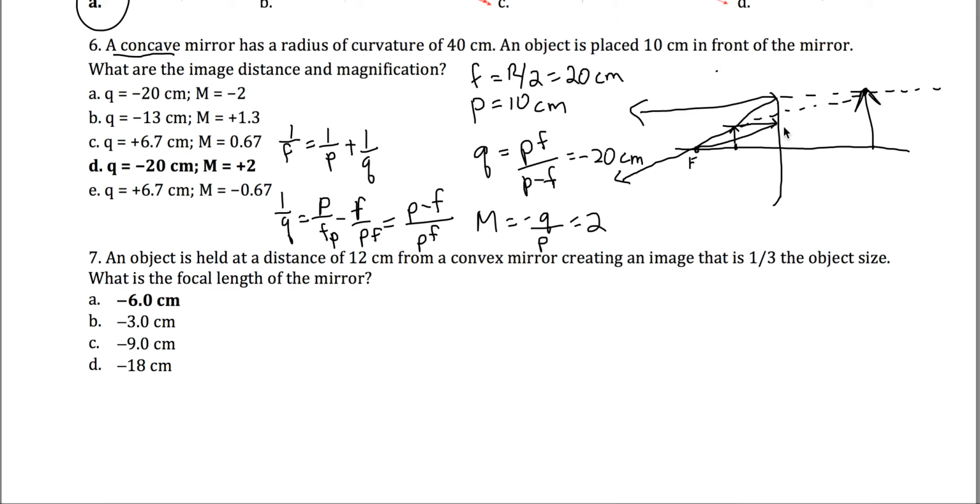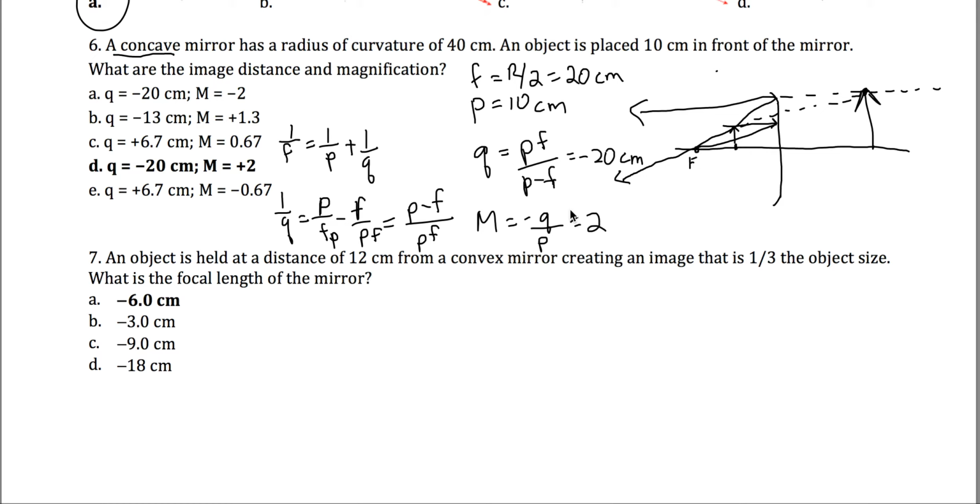And we do see that it is about twice as big, and the distance is about the same as the focal point, you can see. So even doing a rough sketch gives us a good idea that we haven't made any mistakes with our equations.